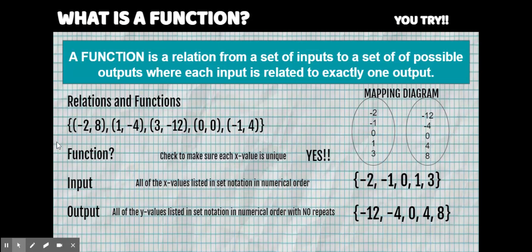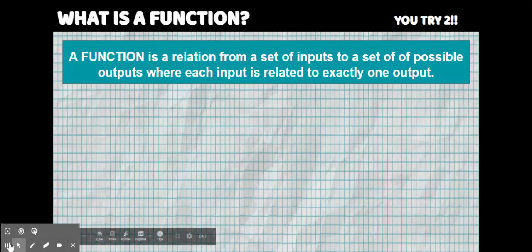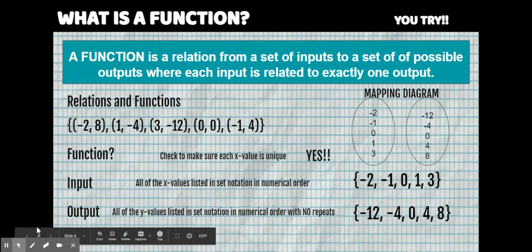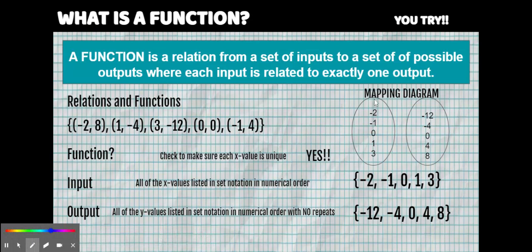Now we have to start mapping a -2 to an 8. Let me see if I can go back one. Oh, yeah, I need to get my pen. That's what I missed. So my -2 goes to my 8. So I'm going to draw my mapping diagram. 1 goes to -4, 3 to -12, 0 to 0, and -1. Oh, I messed that up. Did you notice I just messed that up? I'm so glad I make mistakes so that you guys can see that I'm human here too.